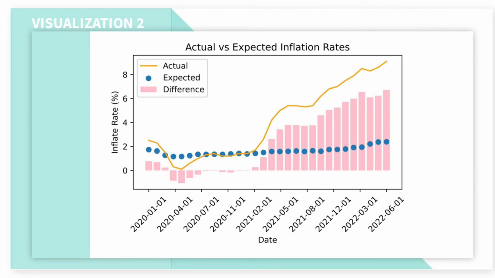Visually and statistically, the bar graph shows that the orange line, representing the actual inflation rate, is a lot higher than the blue scattered dots, representing the expected inflation rate. The same tendency can also be seen in the pink bars as they get higher and higher. This positively supports our hypothesis that due to unforeseen circumstances, like the COVID-19 pandemic and the Ukraine war, the inflation rate has been significantly higher than expected.